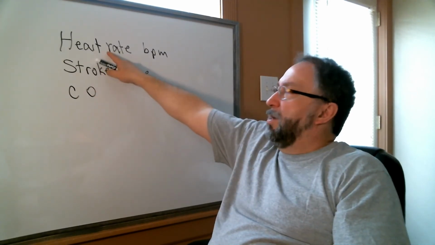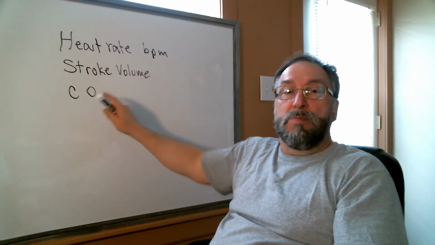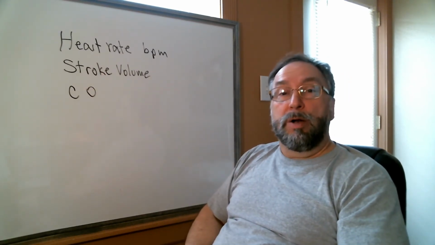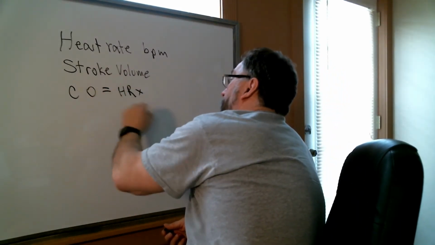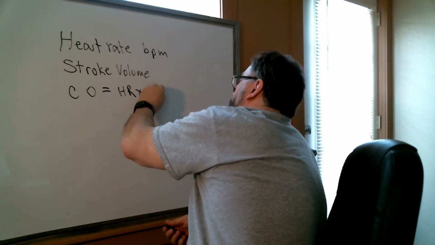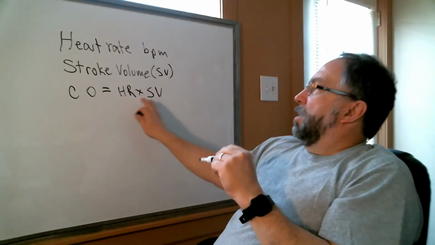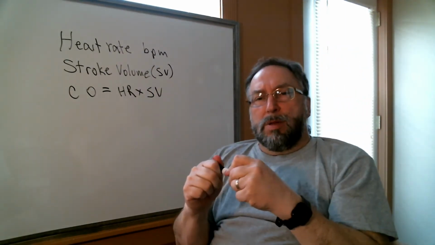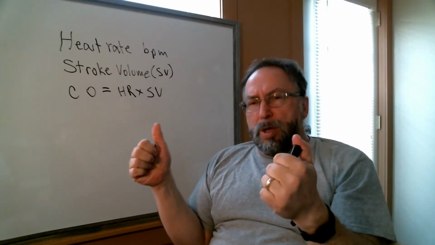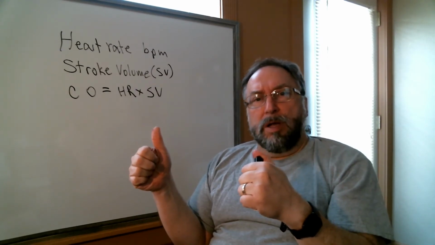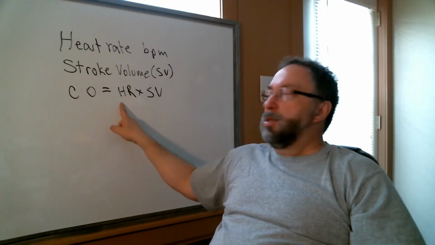So if you take the amount of beats times the amount that was put out with each beat, you will get your cardiac output. So cardiac output always equals heart rate times stroke volume. Let's put stroke volume in parentheses there. So heart rate times stroke volume is your cardiac output. So in other words, when your heart beats faster, your heart rate, your cardiac output will go up, right? Because your heart rate's going to go up. You get a bigger number there, it'll make this go bigger, unless this is a smaller number.